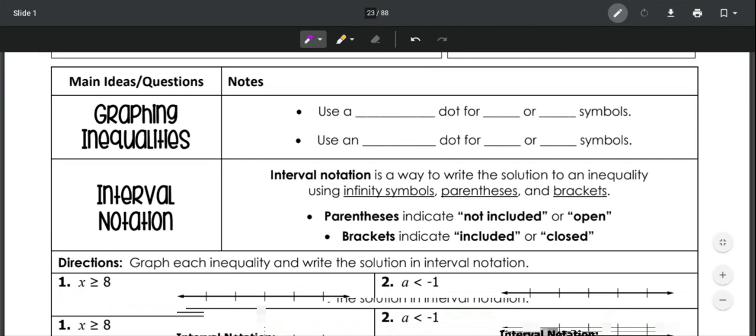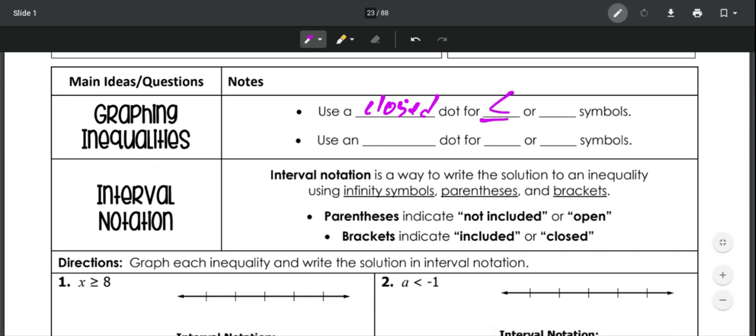So for graphing inequalities, we're going to use a closed dot for greater than or equal to or less than or equal to. These two signs right here simply mean greater than or equal to and less than or equal to. Now, here's the way that I choose to remember them. You're going to read these left to right just like you would read a sentence.